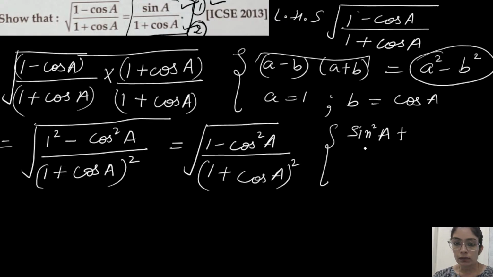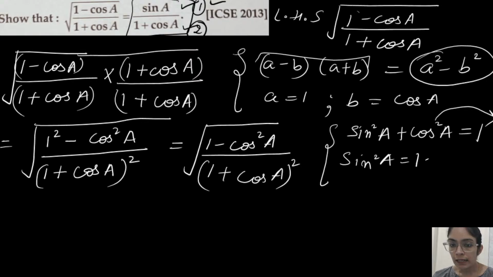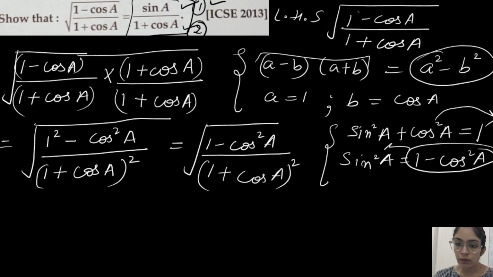So this 1 minus cos square, I am just using the square relation which is sine square A plus cos square A. See here 1 minus cos square, that means I need 1 minus cos square. So that's why cos square, let's shift to other side. It will become 1 minus cos square A. Now 1 minus cos square A is equal to sine square A.